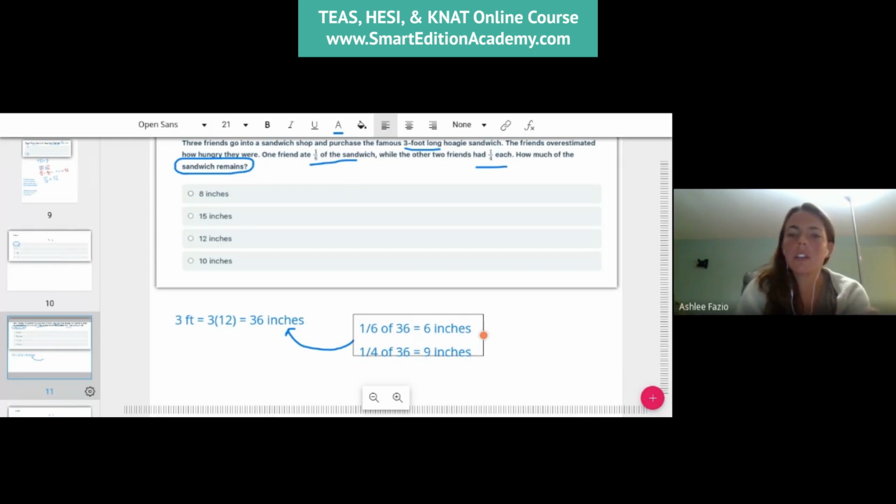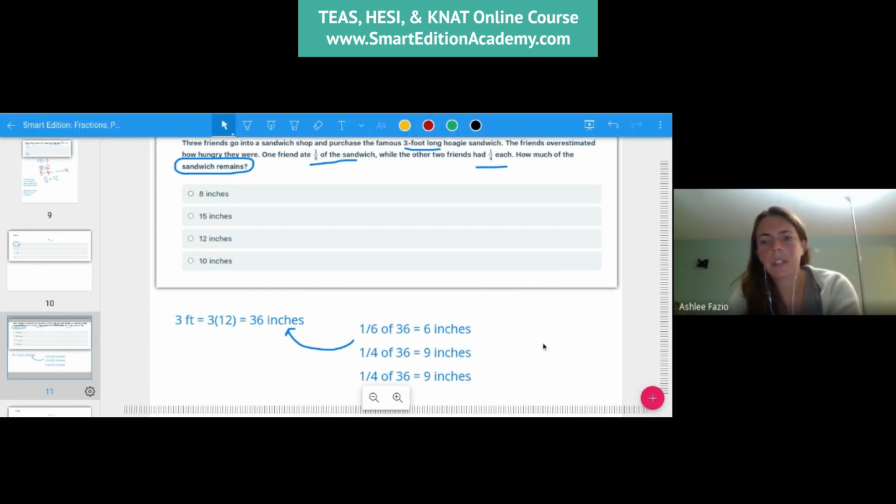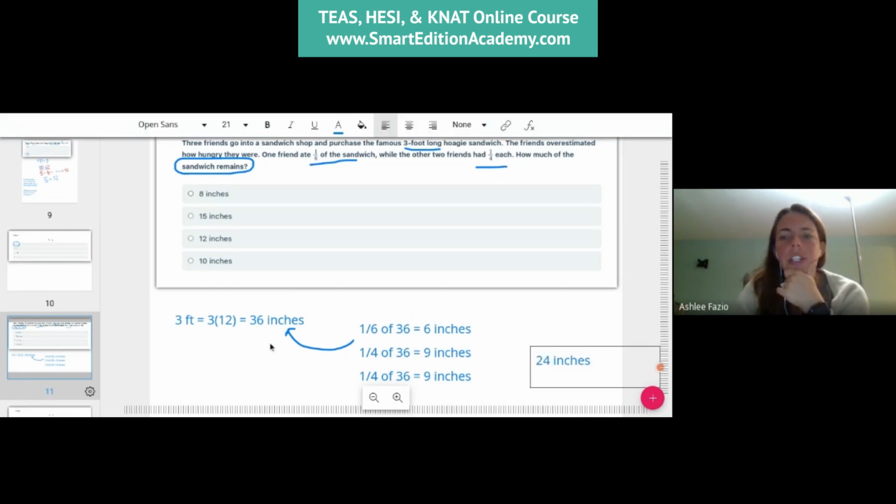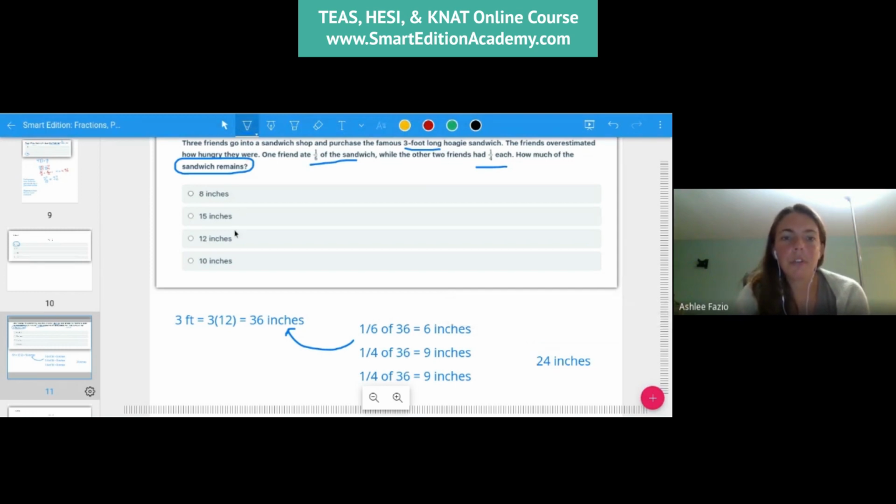Okay, and that didn't just happen once, right? That happened for another friend too. So that's what we've got so far that was eaten. So I'm just going to go through and add it up real quick. So 6 plus 9 plus 9 gives me 24 total inches. So I know that they ate 24 inches. And in that case, 36 minus the 24 that they ate, this is again where it comes in really important to look, what is the question asking? How much remains? So 36 minus the 24 that they ate would leave me with 12 remaining.